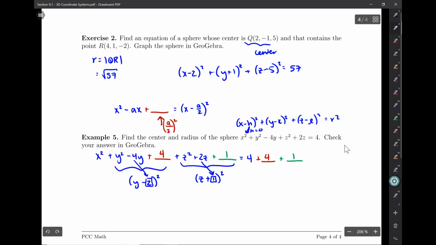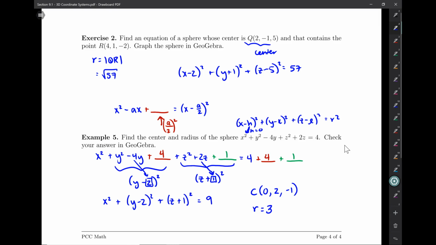Okay, so I know it may have been a little while since doing that. So now what we have on the left side is x squared plus y minus 2 squared plus z plus 1 squared equals 4 plus 4 plus 1, which is 9. So that shows me then that the center must be the point (0, 2, negative 1), and the radius squared gave me 9, so the radius must be 3 then. Let's double check our answer.